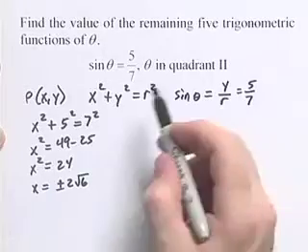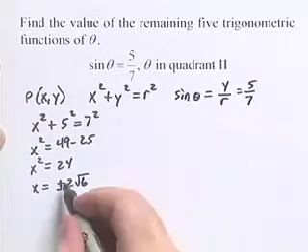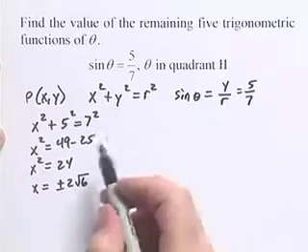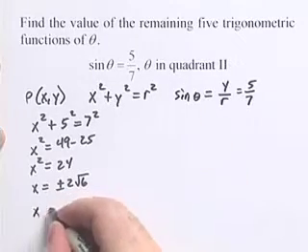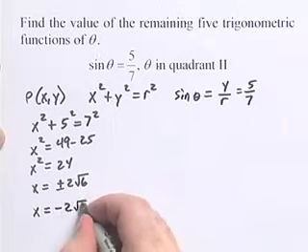Now we need to remember that we're in quadrant 2, so we can't use both values for x. We're only going to get one value. In quadrant 2, we're looking at negative x values, so we're going to use x is equal to negative 2 root 6.